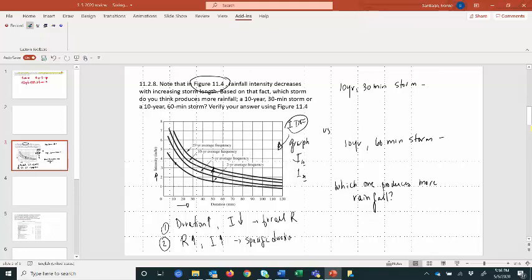If we were quick to respond to this question, you would say, this here is 30 minutes, this here is 60 minutes, and the professor said that longer duration storms have lower intensities. So the intensity for this 30 minutes should be higher than the intensity for the 60 minutes. You could think that, but the question is not about intensity. The question is, which one produces more rainfall?